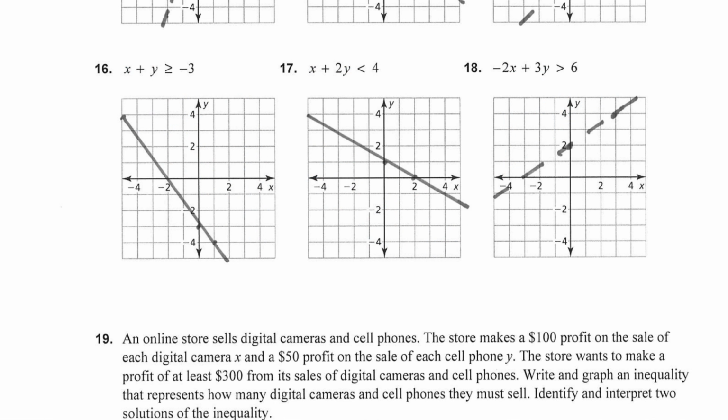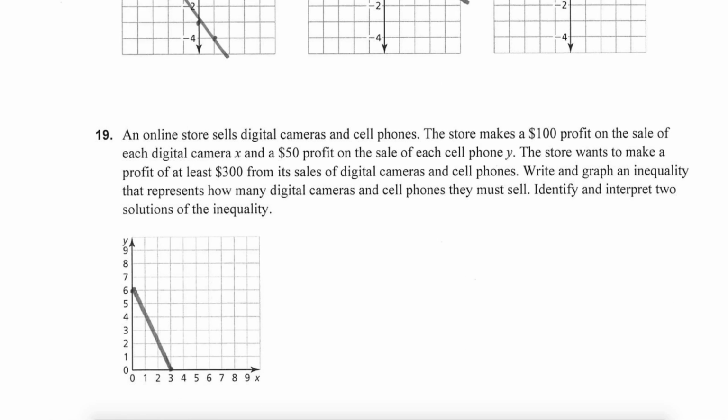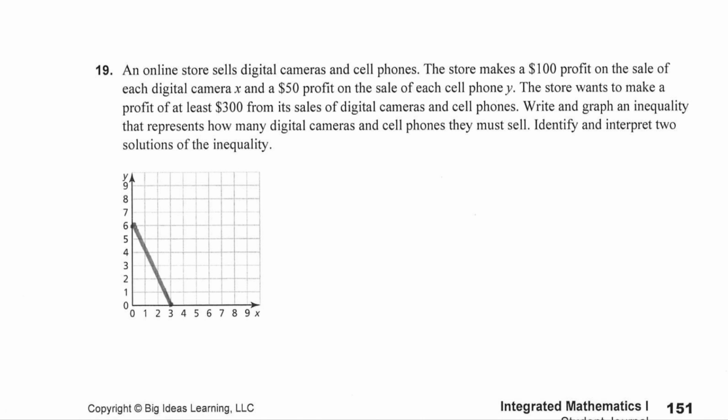So that's how you do those. You're just plugging in a point and seeing if it's part of the answer or not. Same thing happens down here. Only here you got a story problem. You're dealing with a company that sells digital cameras and cell phones. The store makes a profit and we're trying to find out what the profit is. Well, the line given is the profit margin. Okay, that's where they make a profit.